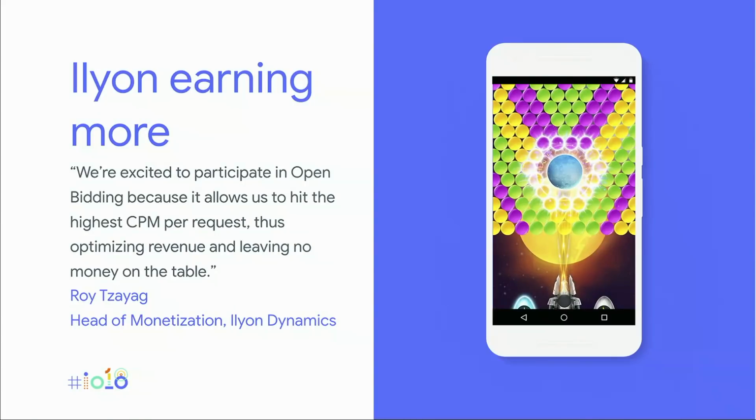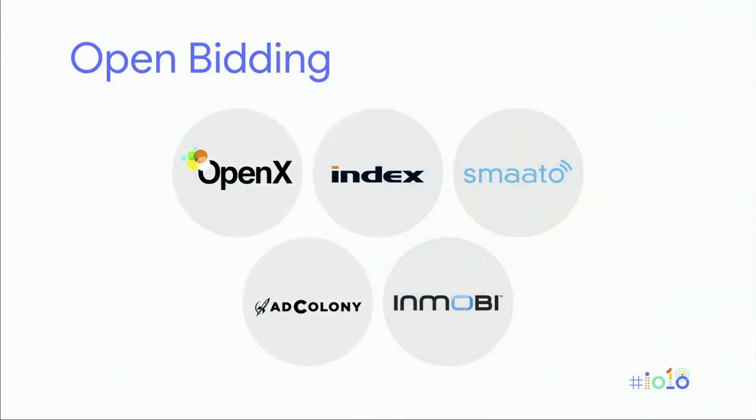Now, developers like Ilion here are seeing remarkable results by being part of our open bidding beta, and this is something that we're going to continue expanding over time. In fact, in addition to the partners that we launched earlier this year, we have now added the global ad network InMobi to our open bidding feature.